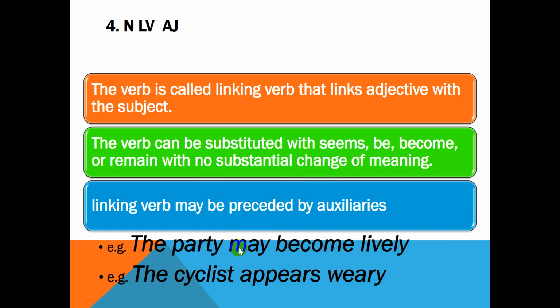Suppose I want to check whether this is a linking verb or not. The cyclist appears weary, so I change the word appears into be. For example, the cyclist is weary. If it has no change of meaning, then it is a linking verb. So again, the adjective gives the information about the subject. Like before, these are the subject complement.